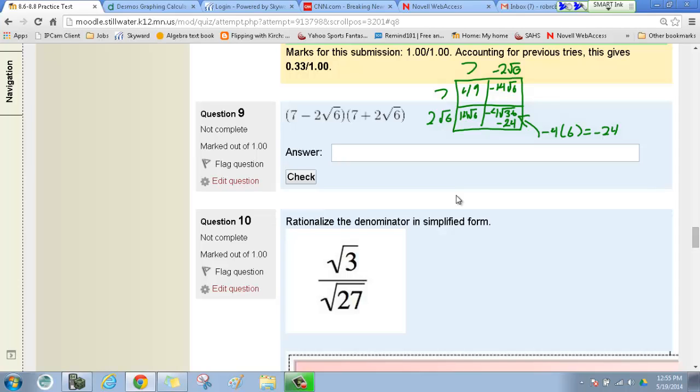Okay. Now let's combine like terms. We have this negative 14 square root of 6 and this positive 14 square root of 6. Those cancel off. Those are gone. And what we really have is 49 plus negative 24. Well, 49 plus negative 24 is 49 minus 24, and that's equal to 25. So our solution to this one is 25.